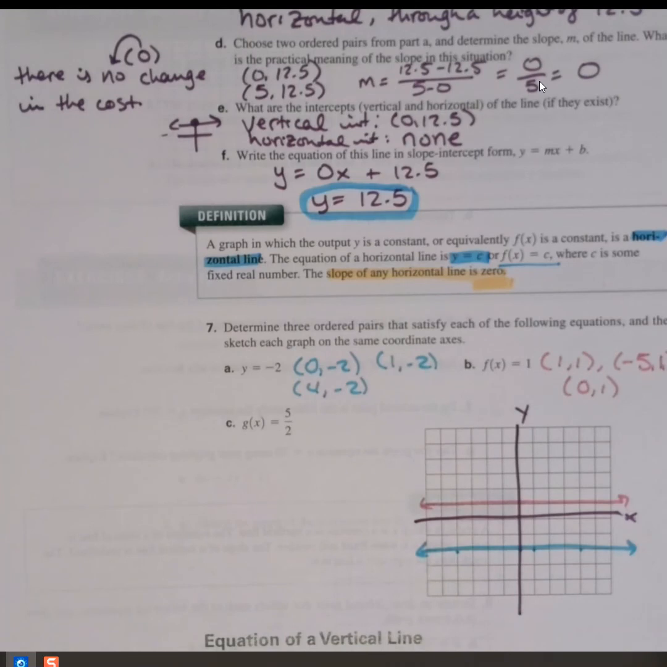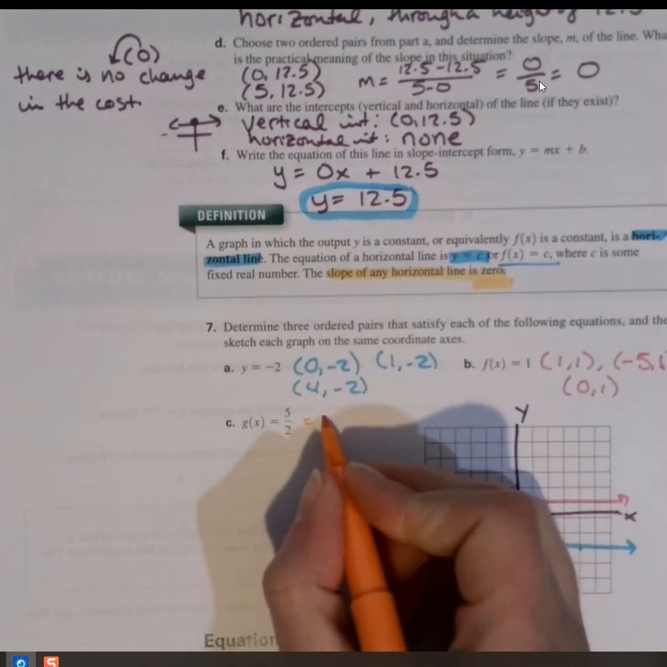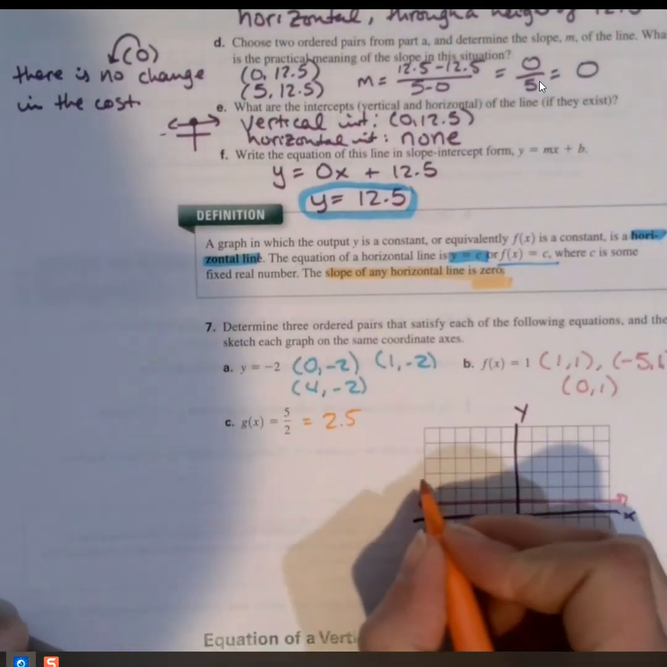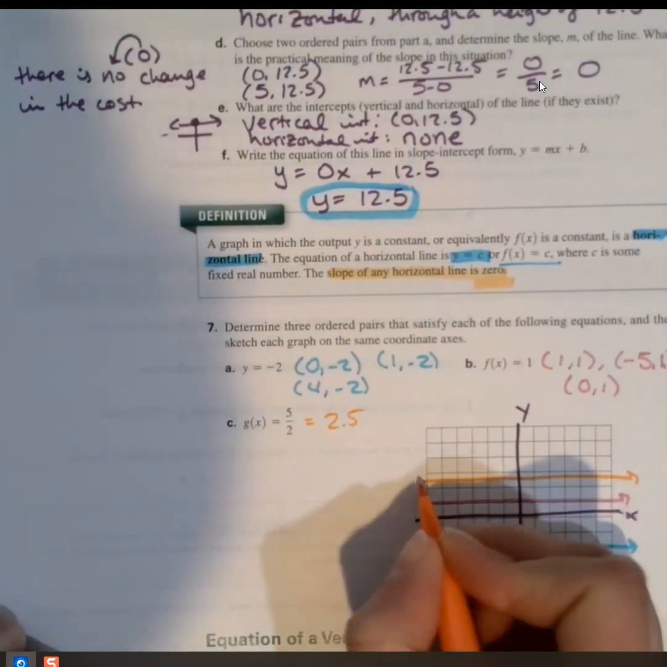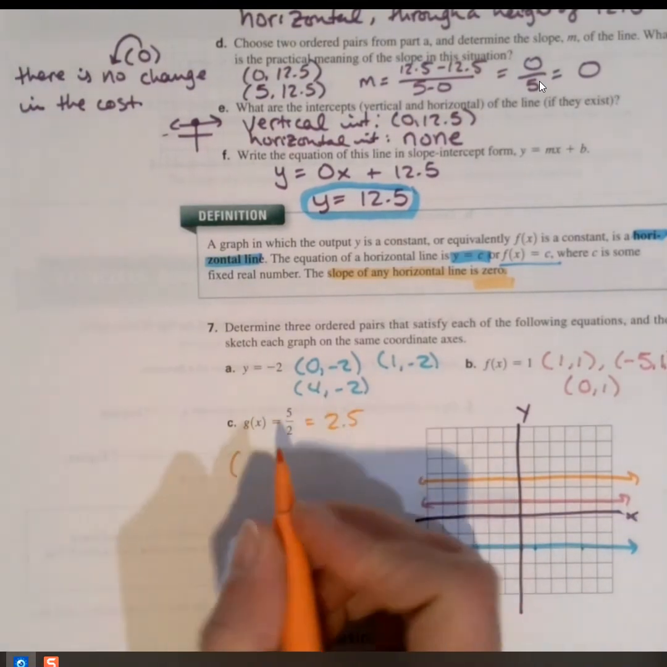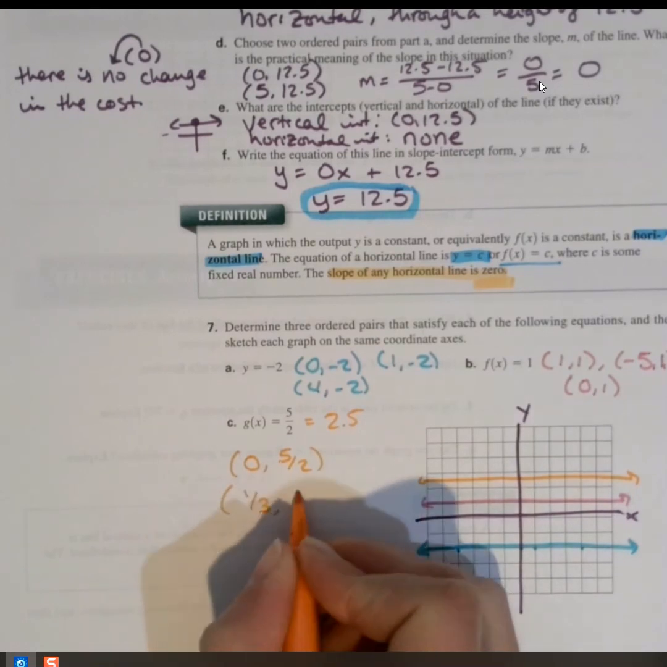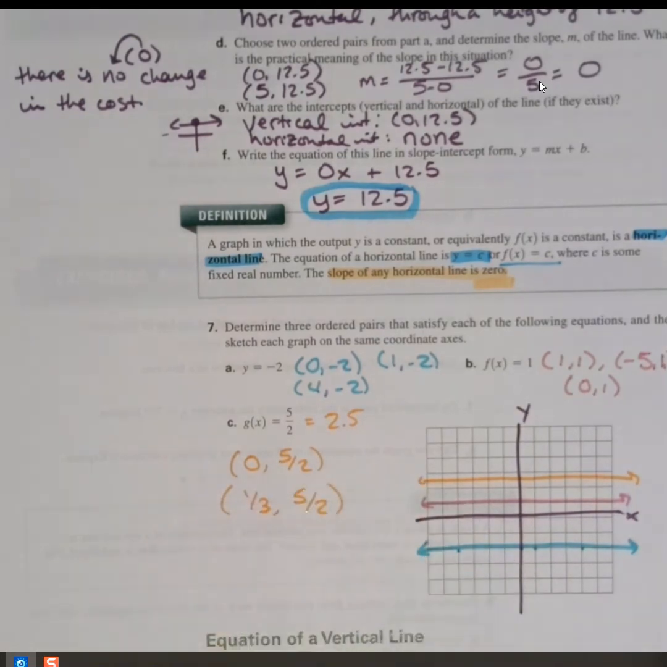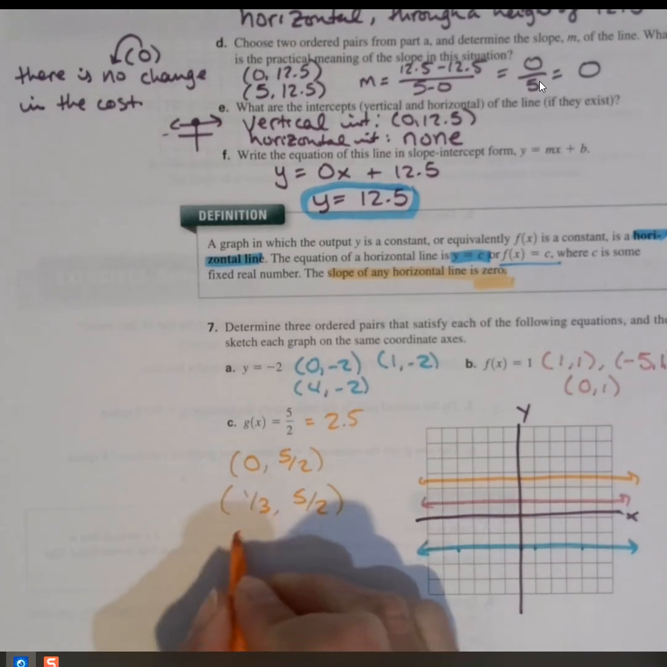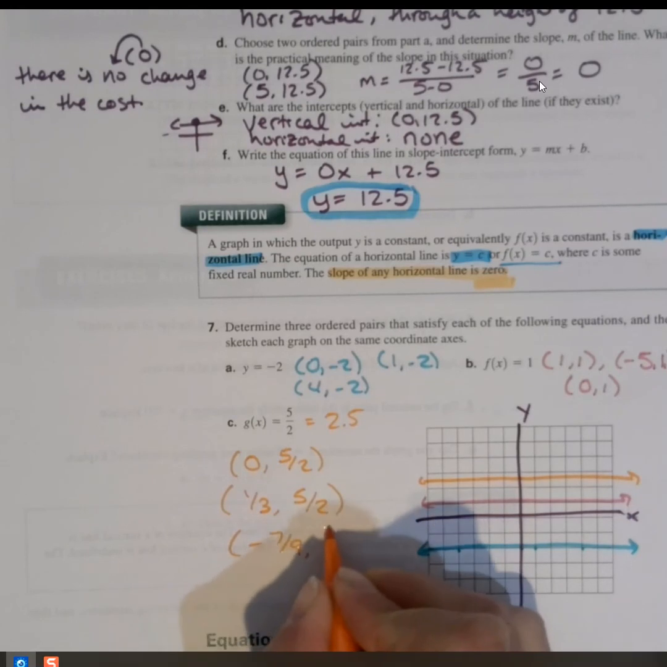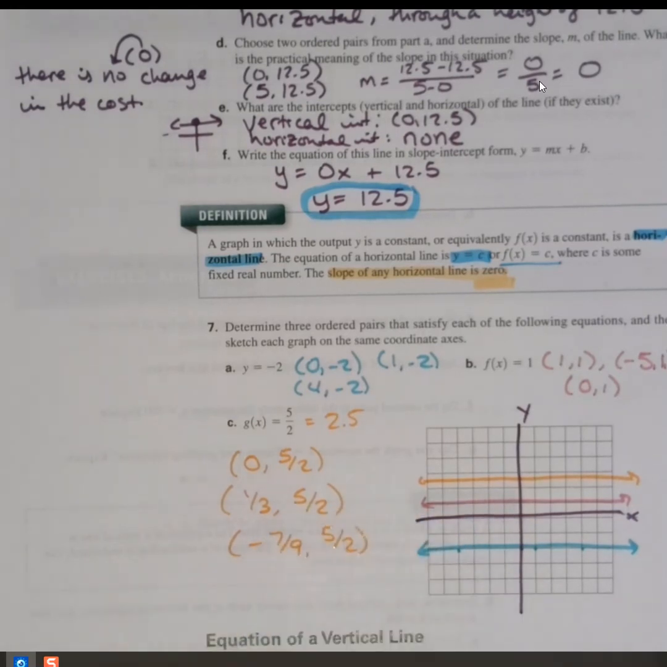And the last one we need here is 5 halves. It may be helpful to think about 5 halves in decimal form, 5 halves as 2.5. So up 2.5. And again, I can pick anything I want. I can pick (0, 5/2). I can pick (1/3, 5/2). Got fractions in there. Why not add a fraction for x? I can choose anything for x as long as the output is 5 halves. So (-7/9, 5/2). We're just being frisky there with some input values. All right.